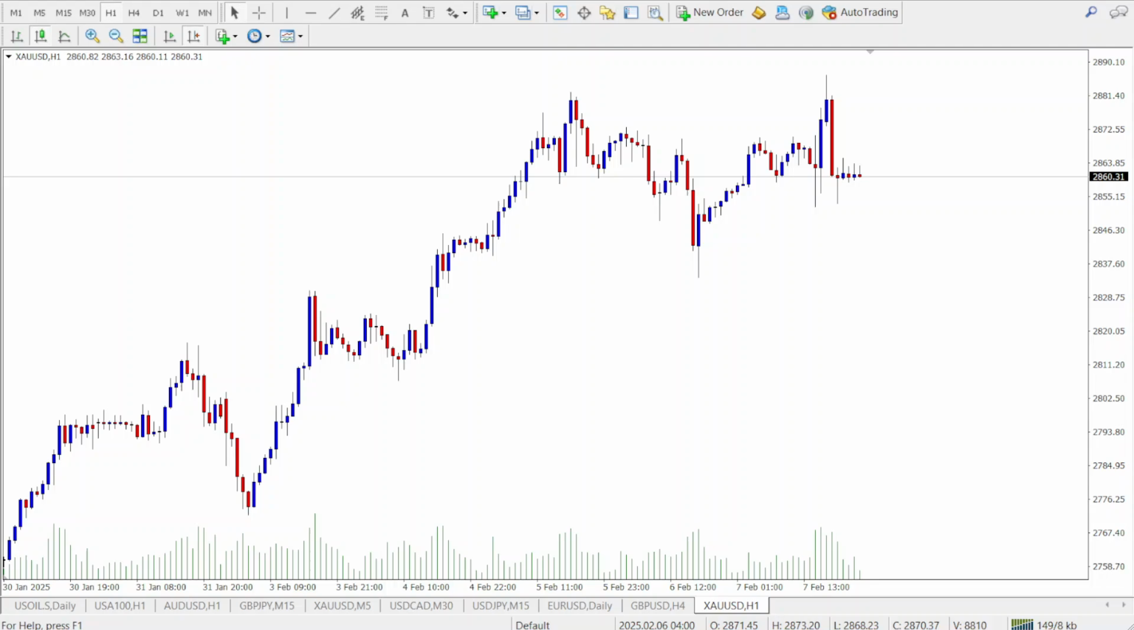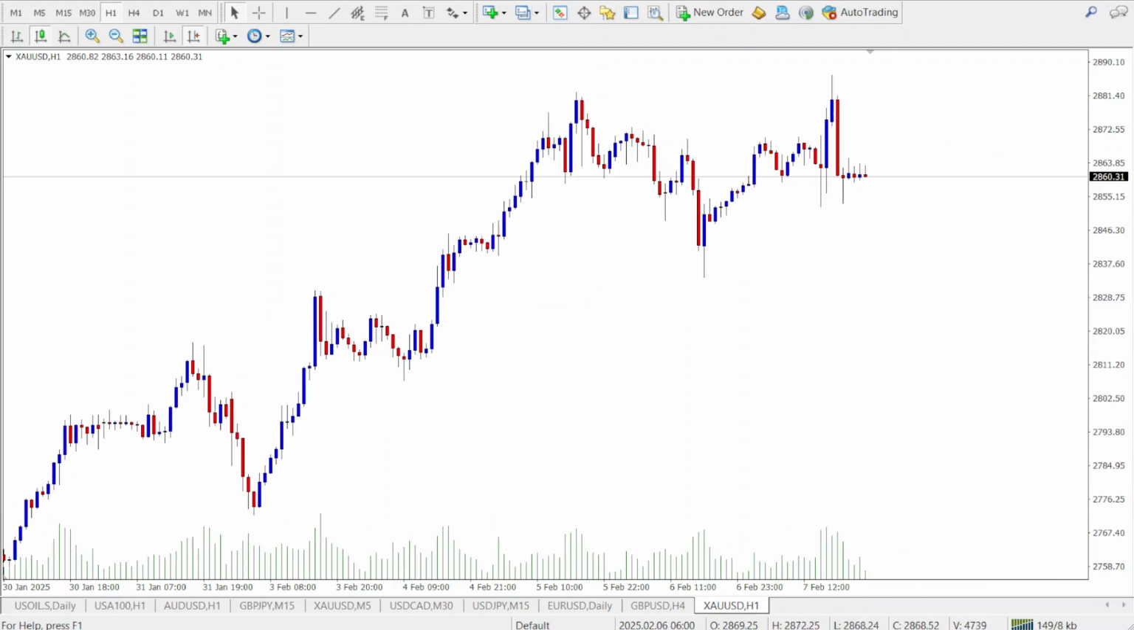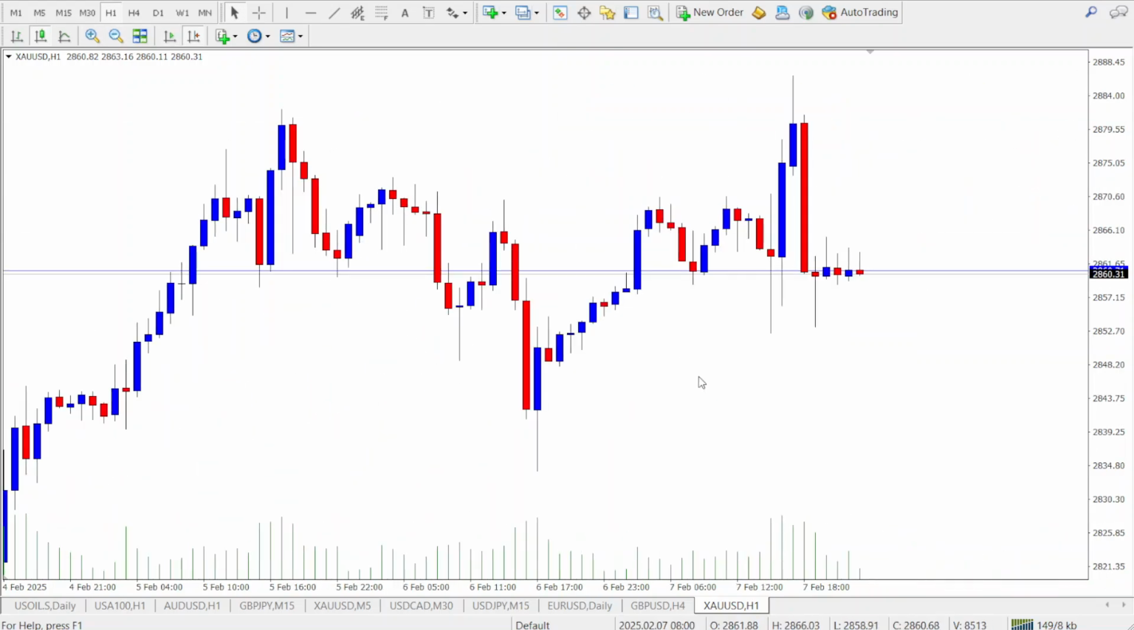So what exactly are candlestick patterns? They are visual representations of price movement over a specific time period. Each candlestick shows 4 key prices, which are the open price. Let me just use this bullish candle as a case study.